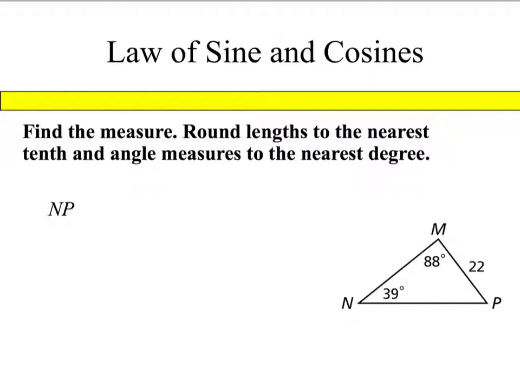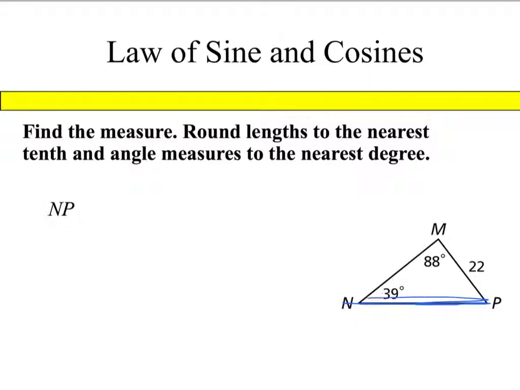All right, here we go. If you did not write this down, pause now so you can write it down. I'm going to read it. It says, find the measure. Round lengths to the nearest tenth, and angle measures to the nearest degree. Okay, so now what we have to do is figure out what NP is. NP is this measurement right here.